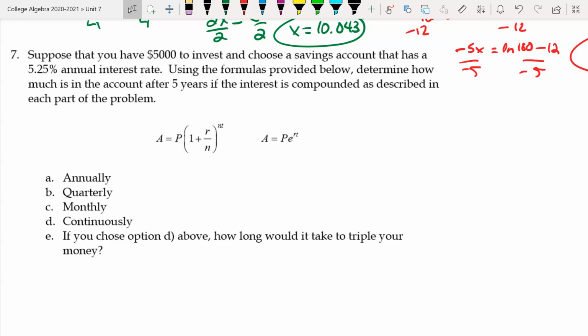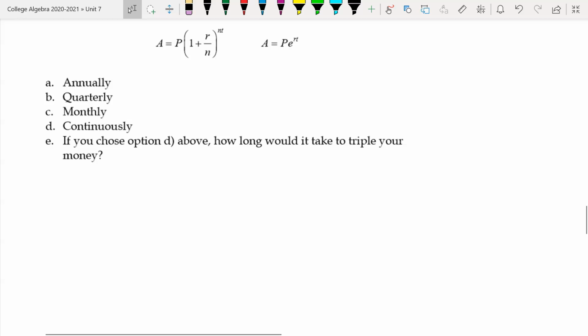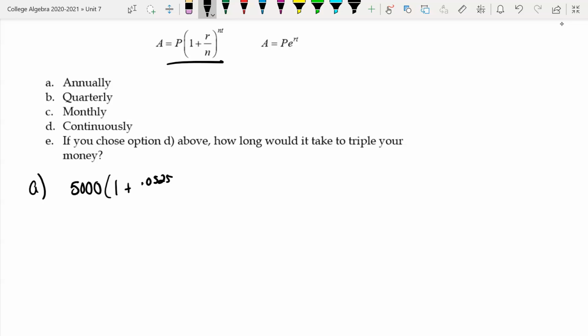Suppose that you have $5,000 to invest and choose a savings account that has a 5.25% annual interest rate. Using the formulas provided below, determine how much is in the account after 5 years if the interest is compounded as described in each part. So if we do this annually, all right, you're going to use the first formula. I'm going to say 5,000, 1 plus 0.0525 divided by 1, because that's what annually means. 5 times 1 gets 5 years. I get $6,457.74.